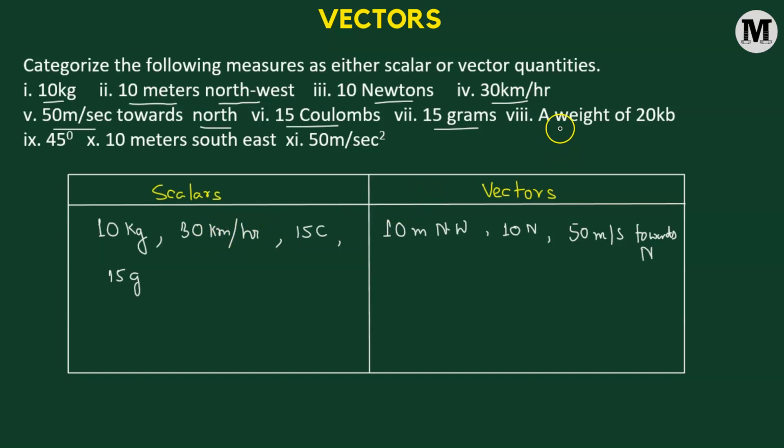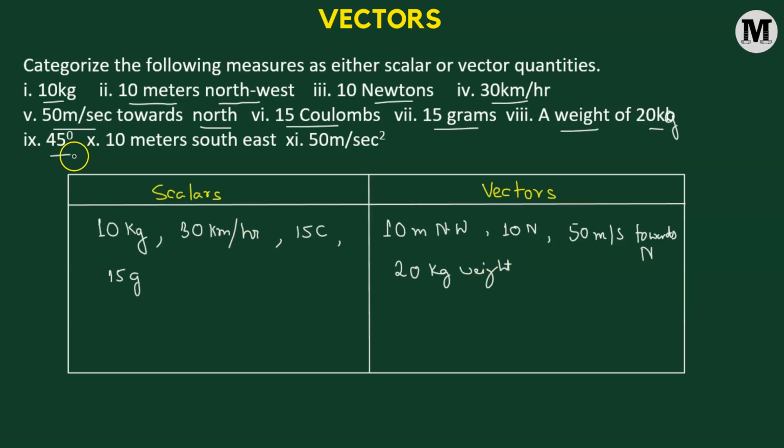Next, we have a weight of 20 kilograms. Now 20 kilograms, that's a mass, but there's another word that's being used here. It's not mass, it's actually a weight. Weight always has a direction. It's dependent on the gravitational acceleration. So that's why we're going to categorize it under vector. So we have 20 kilogram weight. It's in a downward direction towards the center of the earth.